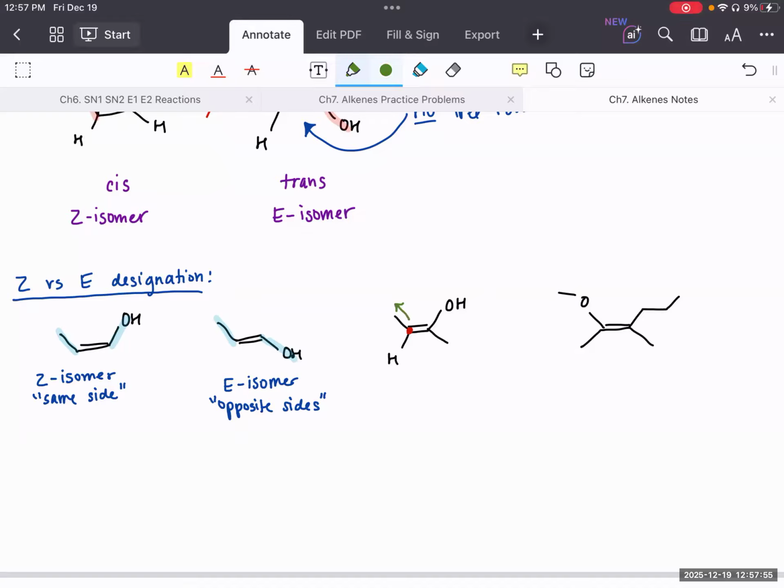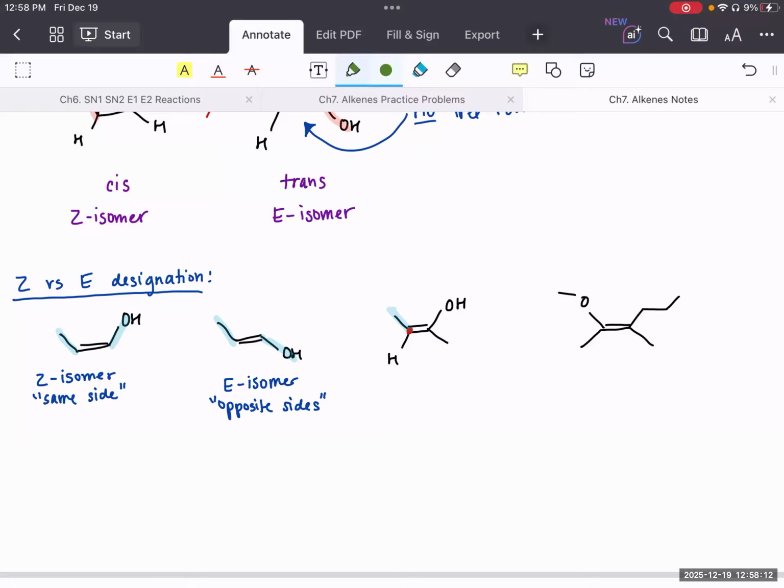We have that methyl group going to the left and up, and then we have that hydrogen going down. And so for priorities, we use the same priorities that we did for R and S. And so a methyl group would take priority here. And so we can highlight that.